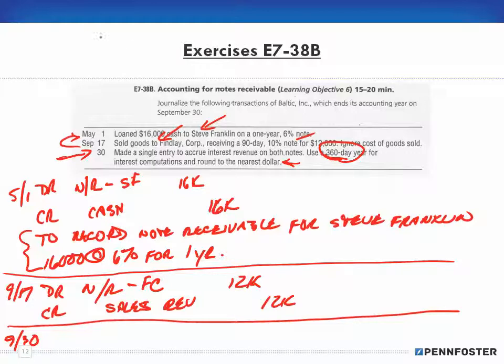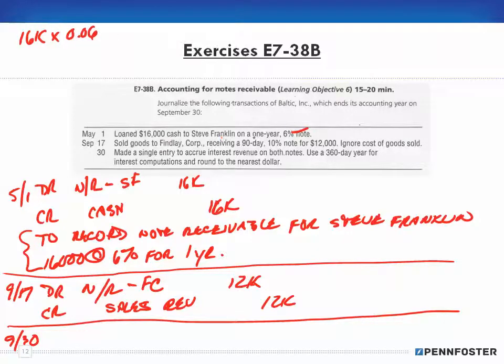Remember, Franklin has a $16,000 note, and it is for 1 year. Oh, sorry, it's 1 year at 6%, so 0.06.